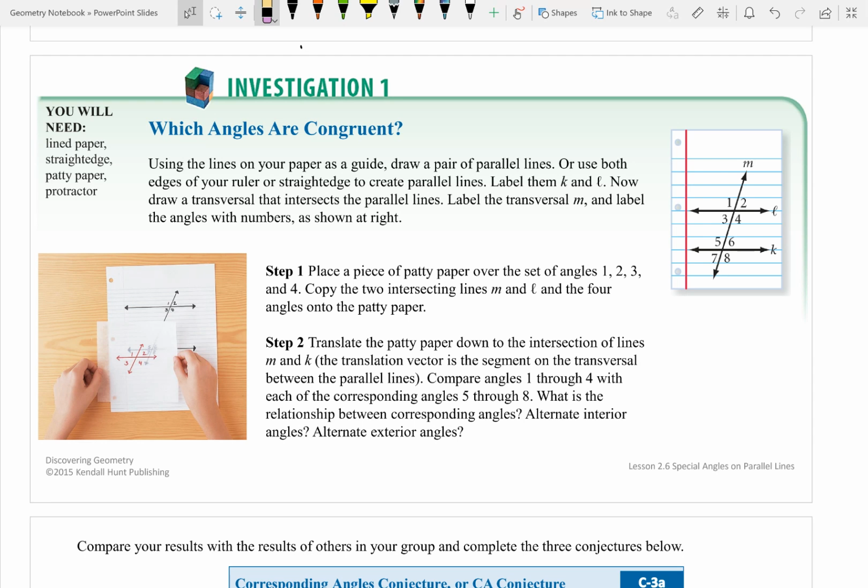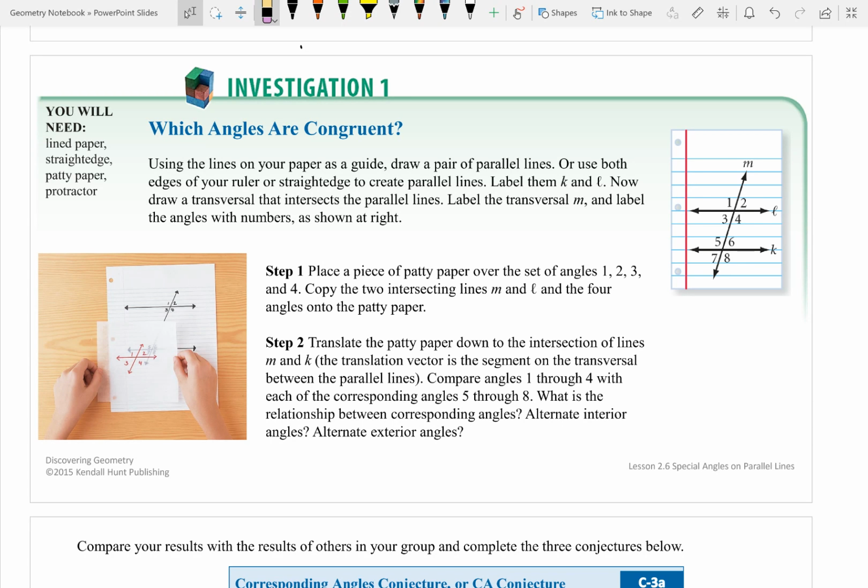Now place a piece of patty paper over the set of angles 1, 2, 3, and 4. Copy the two intersecting lines M and L and the 4 angles onto patty paper, and translate or move the patty paper down to the intersection of lines M and K. The translation vector is a segment of the transversal between the parallel lines. Compare angles 1 through 4 with the corresponding angles 5 through 8. What do you notice? What's the relationship? Okay, and then compare the alternate interior angles. That may require rotating the patty paper to compare the alternate interior angles.